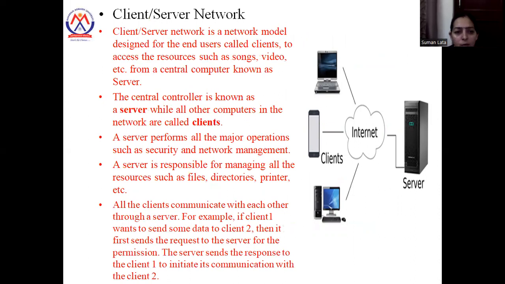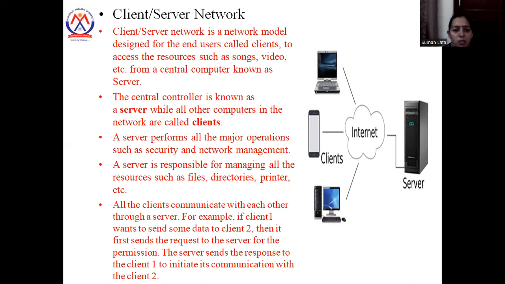from a central computer known as server. The central controller is known as a server, while all the other computers in the network are called clients. Server computer is a powerful computer with different configuration other than clients because server performs all the major operations such as security and network management.